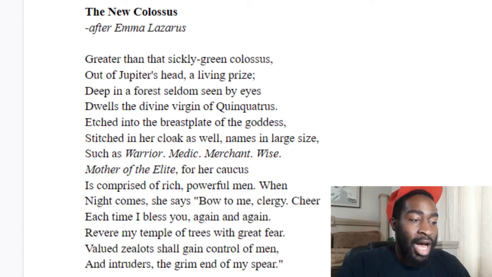Greater than that sickly green colossus, out of Jupiter's head, a living prize. Deep in a forest seldom seen by eyes, dwells the divine virgin of Quinquatris. Etched into the breastplate of the goddess, stitched in her cloak as well, names in large size, such as warrior, medic, merchant, wise. Mother of the elite, for her caucus is comprised of rich, powerful men. When night comes, she says, bow to me, clergy, each time I bless you, again and again. Revere my temple of trees with great fear. Valued zealots shall gain control of men, and intruders, the grim end of my spear.